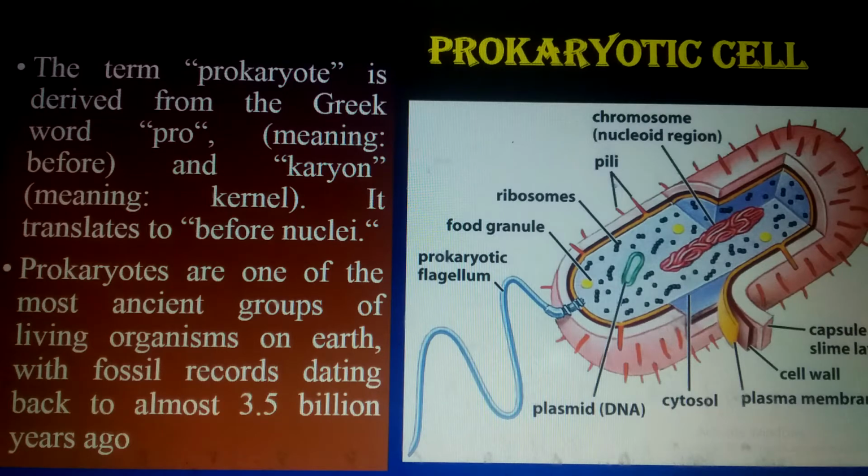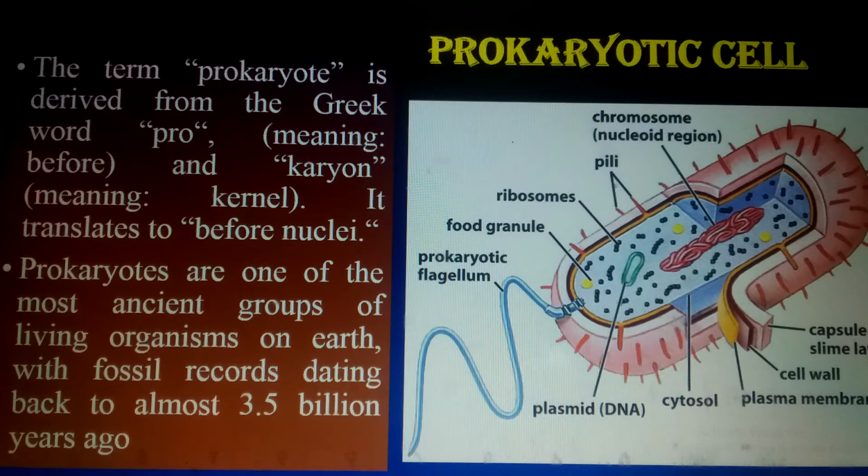Translated, prokaryote means before nucleus. Why is it called before nucleus? A student asks why it is called prokaryote. Prokaryotes are one of the most ancient groups of living organisms on the earth. When there was nothing on the earth, there were prokaryotes. That's why they are known as prokaryotes, and you can see fossil records dating back almost 3.5 billion years ago.